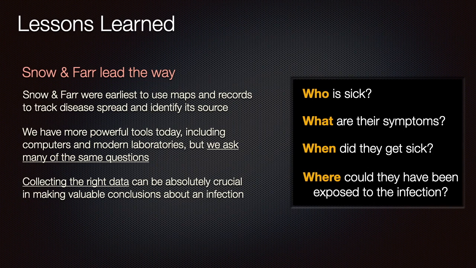Some of the lessons we've learned from this historical perspective. John Snow and William Farr were leaders, pioneers in the field. They were the earliest to use maps and records in combination, records of death, records of occupation, records of age, to track the spread of disease and ultimately try to identify its source and its mode of transmission. Today we have more powerful tools, including computers, including modern state-of-the-art laboratories, but we ask many of the same questions that John Snow and William Farr asked, including who is sick, what are their symptoms, when did they get sick, and where could they have been exposed to the infection.